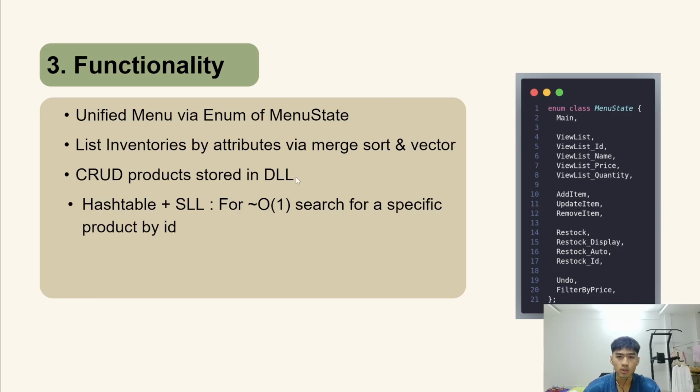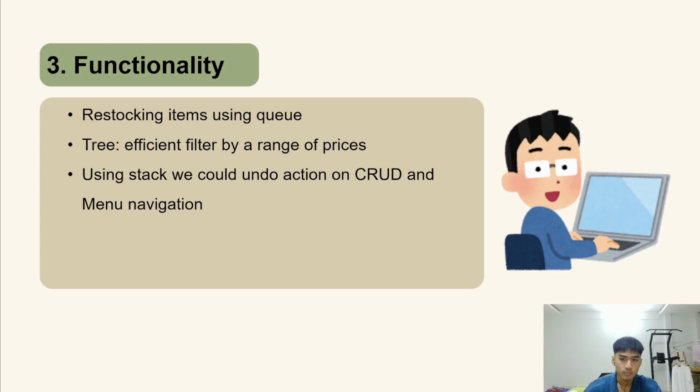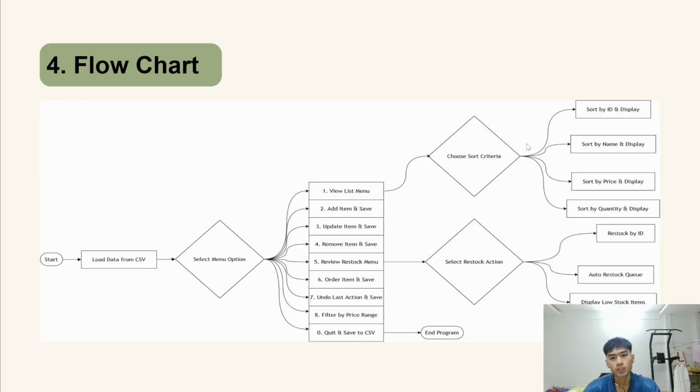All products are stored in a double linked list, so all the CRUD operations will be done by the double linked list, and the hash table is an open hash that uses single linked list. We have restocking items using a queue, a tree to filter a range of price, and we also have a stack to undo an action. So this is our flowchart to get a rough idea before we go forward.